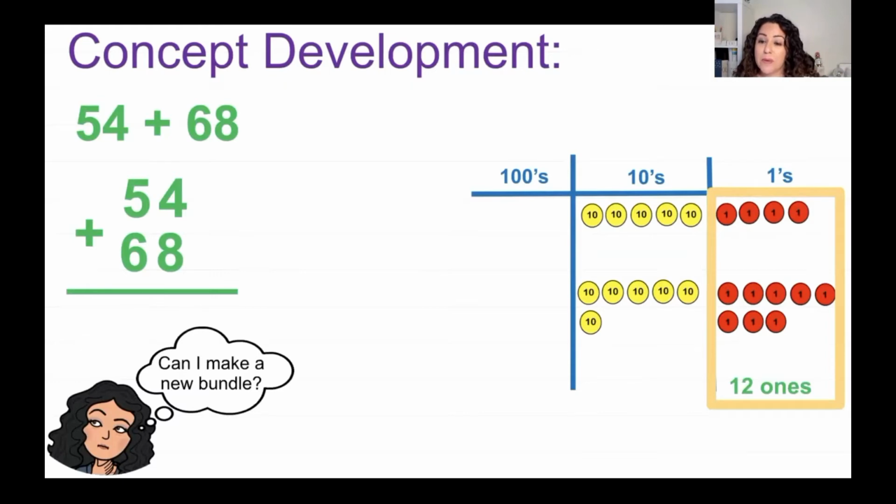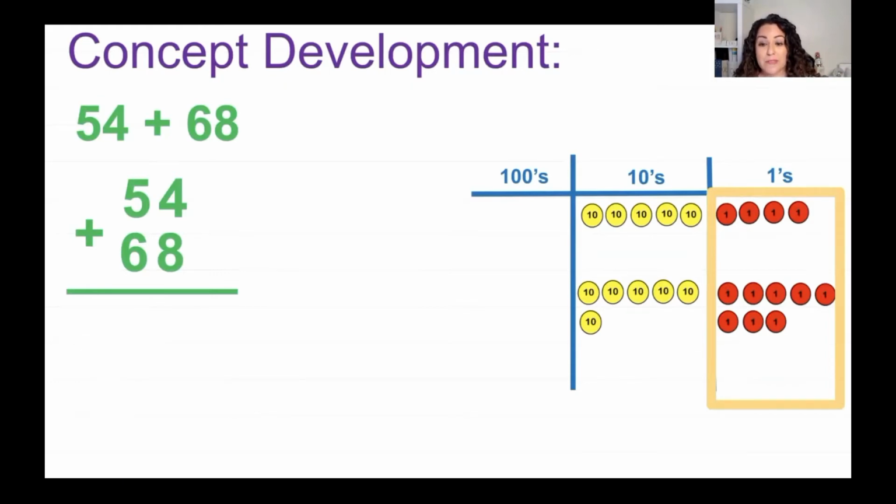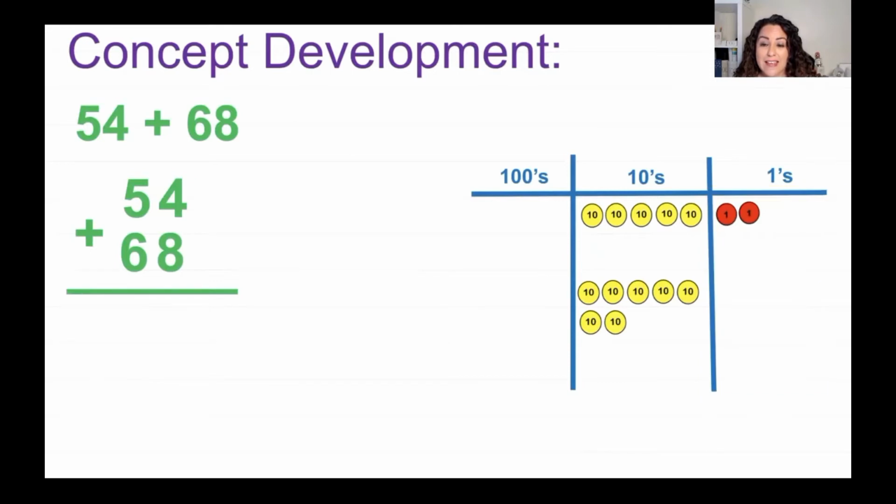And remember, what are we going to do with our new bundle? We're going to make a new group of 10 and send it right there. So let's go ahead and get rid of our ones. And there's our new 10. So how many ones do I have left now? I have 2 ones left now.